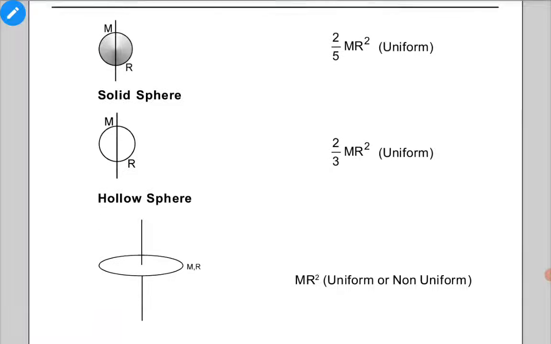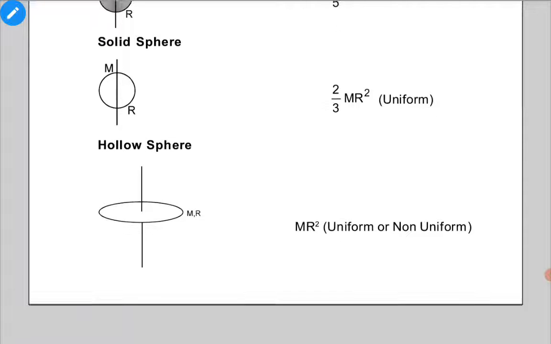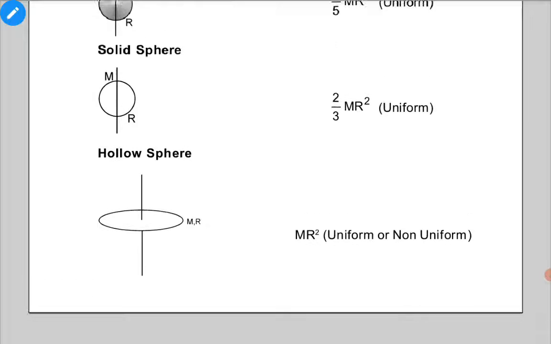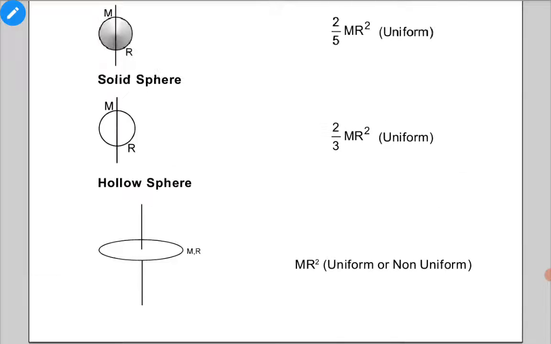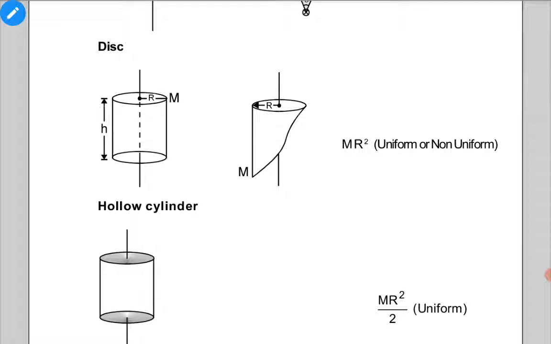This is for the uniform. In case of the hollow sphere, moment of inertia equals 2 by 3 m r square. In case of a ring, the moment of inertia equals m r square for uniform or non-uniform. For a disc, m r square upon 2 for the uniform. In case of hollow cylinder, moment of inertia equals m r square for uniform or non-uniform.